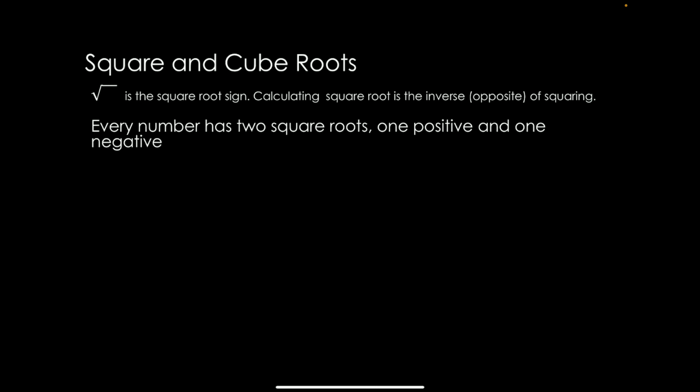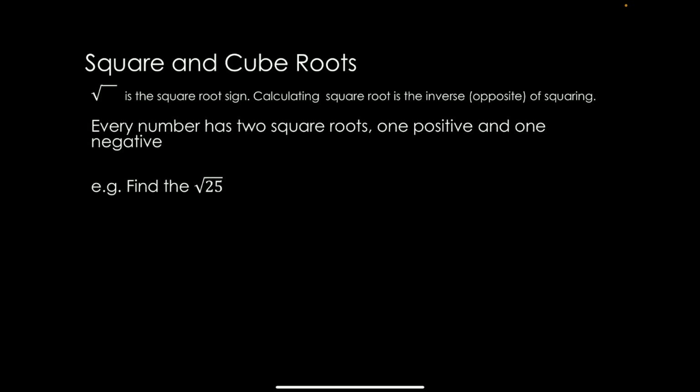Now, this is the square root sign. So the square root sign is like saying the opposite of the square. So calculating square root is the inverse, the opposite of squaring. Every number has 2 square roots. One is positive and one is negative. And we're very used to dealing with the positive answer because it's the most obvious answer.